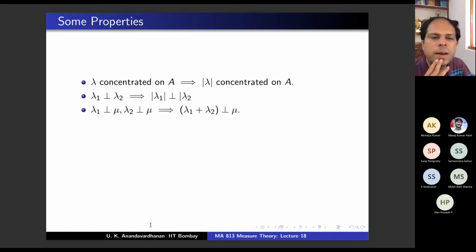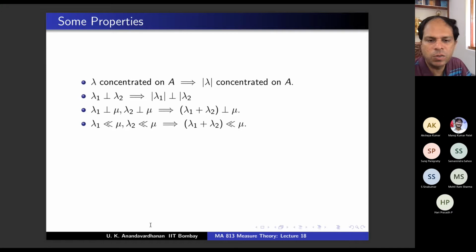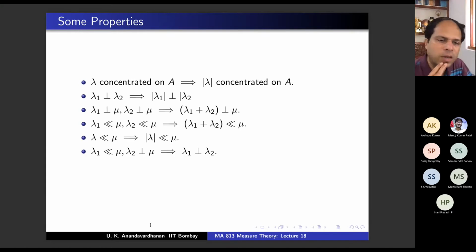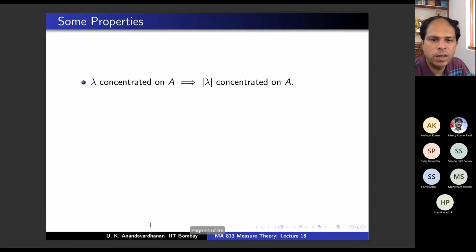And if lambda 1 and mu are mutually singular and lambda 2 and mu are also mutually singular, then lambda 1 plus lambda 2 and mu are mutually singular. Okay, so these are basic properties. If lambda 1 is absolutely continuous with respect to mu, and lambda 2 is absolutely continuous with respect to mu, then the sum is absolutely continuous with respect to mu. If lambda is absolutely continuous with respect to mu, then total variation is absolutely continuous with respect to mu. If one is absolutely continuous and the other is singular to mu, then lambda 1 and lambda 2 are mutually singular. And this is a corollary to that.